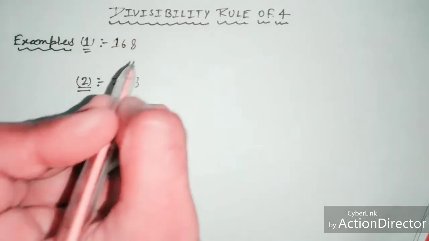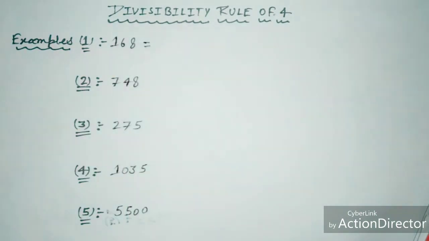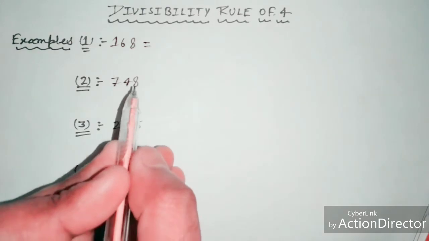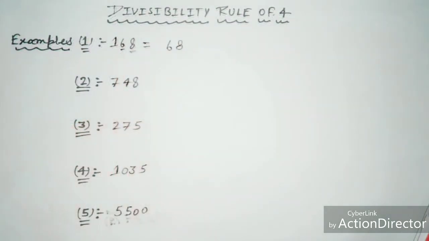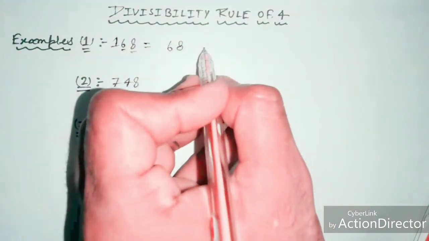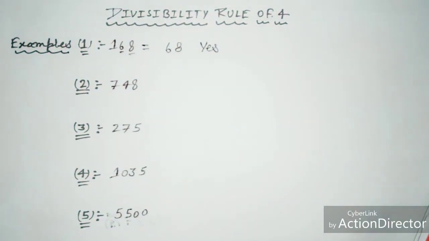The first example, example number 1: 168. In this number the digit in ones place is 8, and the number 68 is divisible by 4. So we say that yes, the number 168 is divisible by 4.